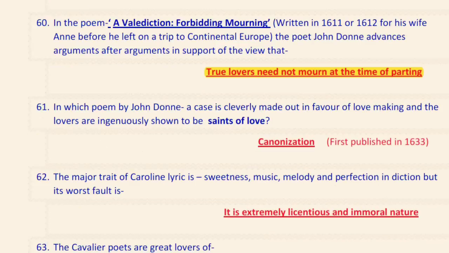Question number 61. In which poem by John Donne is a case cleverly made out in favor of lovemaking and the lovers ingeniously shown to be saints of love? The answer is The Canonization. It was first published in 1633.